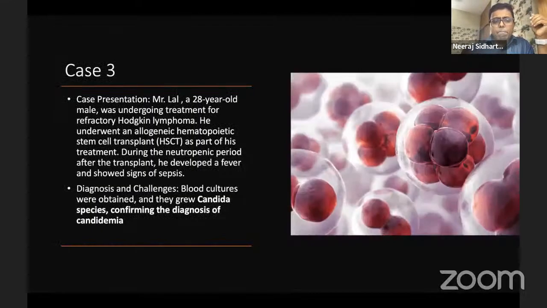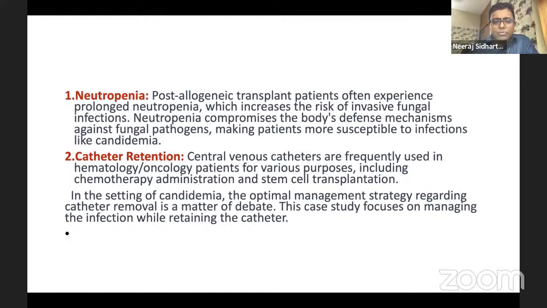So moving on to the third case, this is a 28-year-old male who was undergoing treatment for refractory Hodgkin's lymphoma. So he underwent an allogeneic hematopoietic stem cell transplant as part of his treatment. And during the neutropenic period after the transplant, he developed a fever and showed signs of sepsis. So blood cultures were obtained and they grew Candida species. So he grew actually non-albicans Candida. It was a Candida tropicalis, and that confirmed the diagnosis.